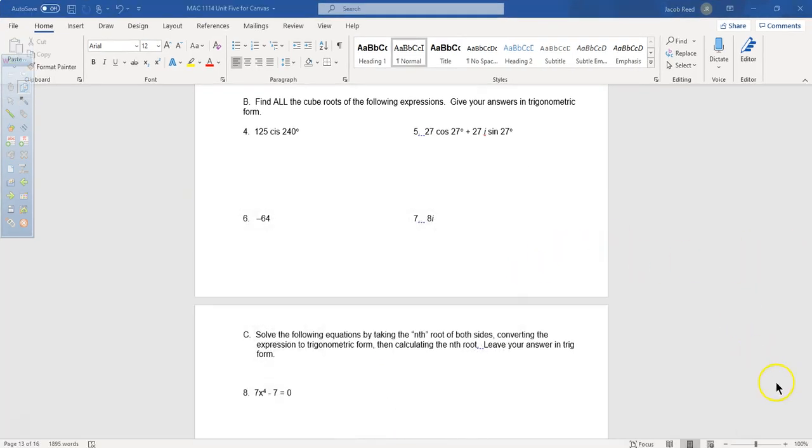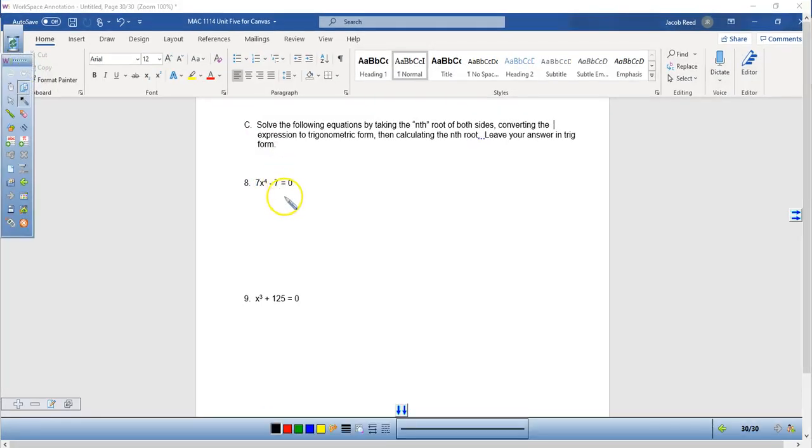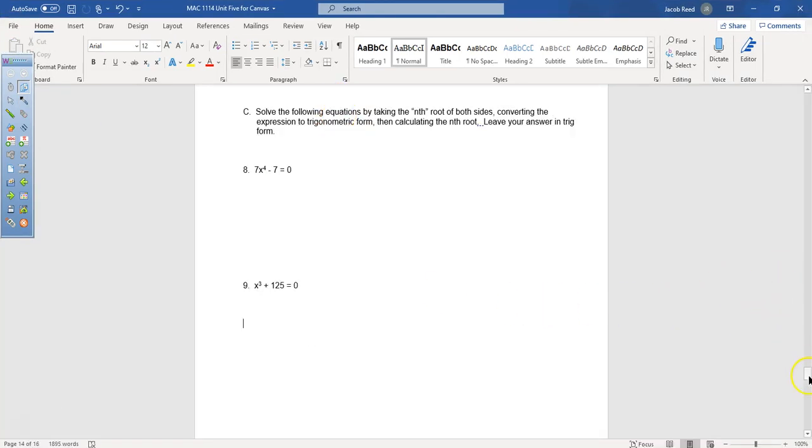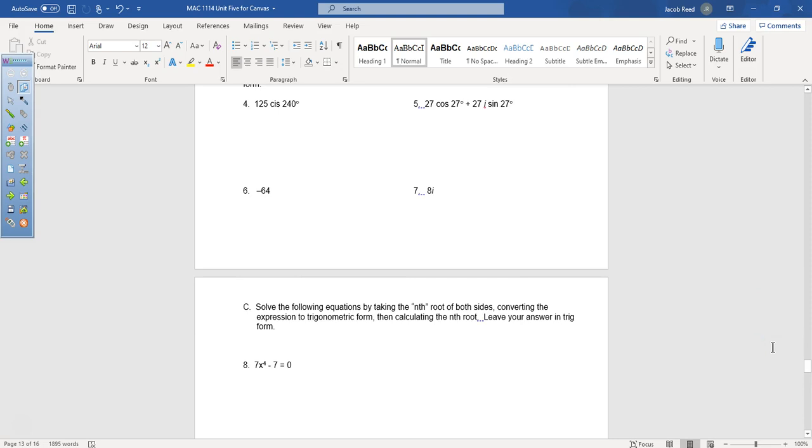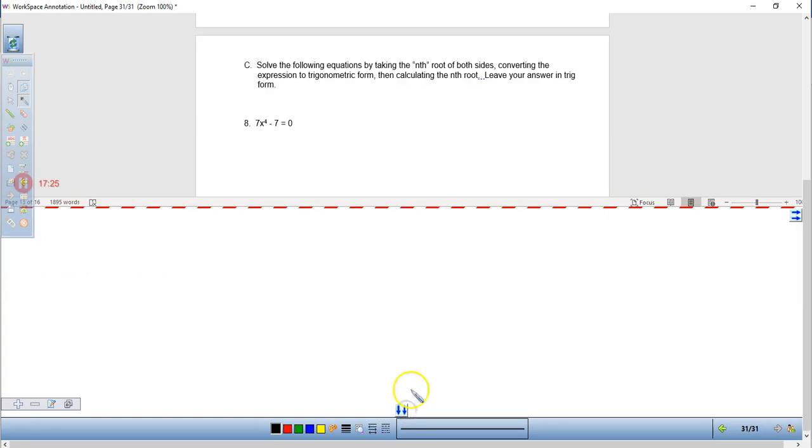All right, we have our last two problems for this video, and then we're done. We're going to solve the following equations by taking the nth root of both sides, converting the expressions to trig form, then calculating the nth root, and then leave the answers in trig form. The way we're going to do this is I'm going to move this up a little bit, cut off number 9, and scroll this down so we have nothing but workspace and one problem.